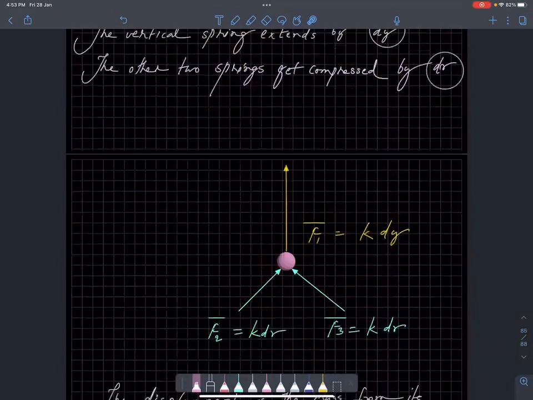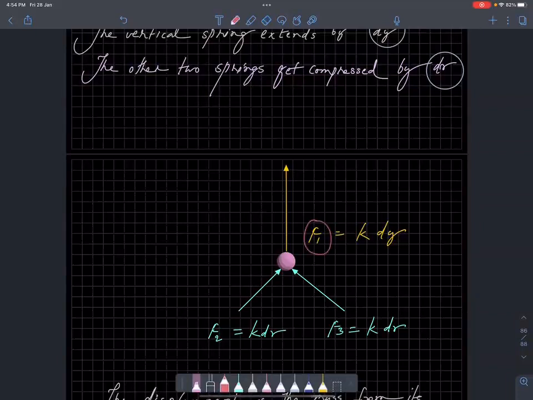Now the vertical spring will exert force in this direction, which is equal to how much? Minus k dy. Do you agree? Yes sir. I will not write the minus or the vector bar because the arrow is already drawn. I am writing only magnitudes. So k dy force is exerted. Clear?